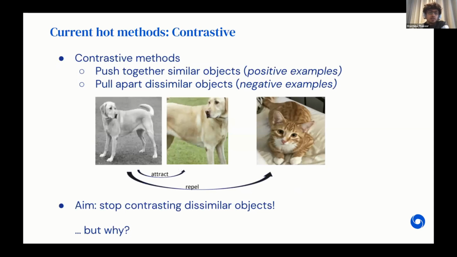So fast forward a couple of years, and currently all the hot methods in graph representation learning are contrastive. Basically, they learn by pushing together similar objects and pulling apart dissimilar objects. The second step of pulling apart dissimilar objects is very important, because otherwise everything could just collapse into the same representation. But our aim, specifically in graphs, is to stop contrasting these dissimilar objects. So we want to get rid of this second step.